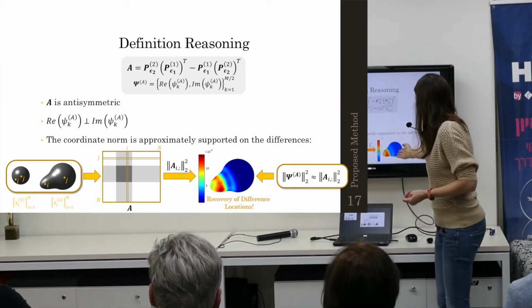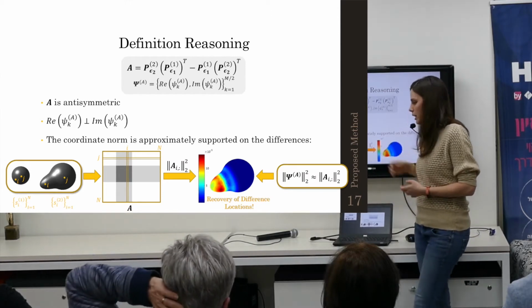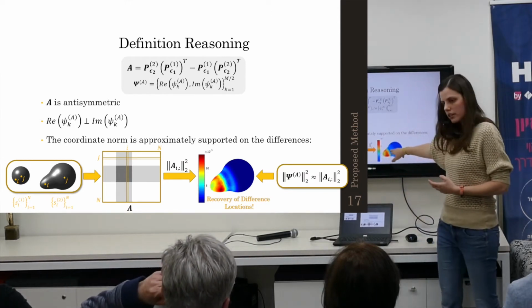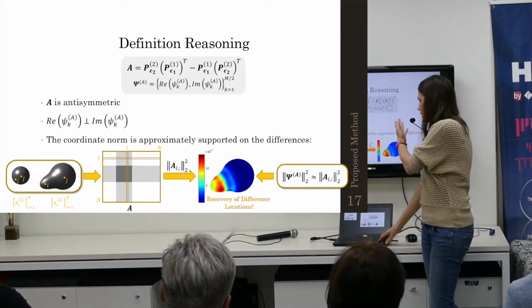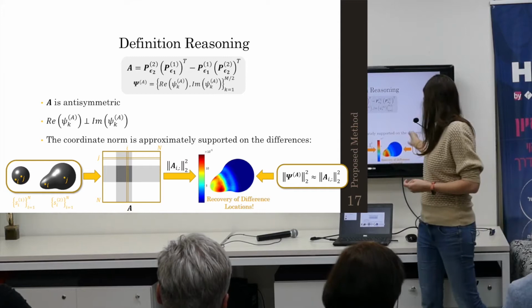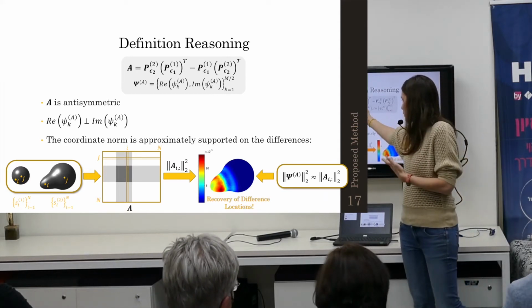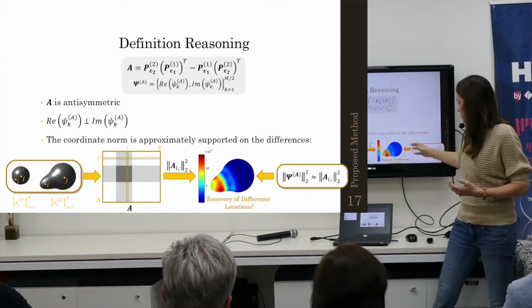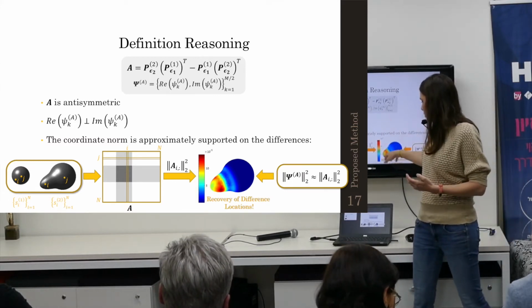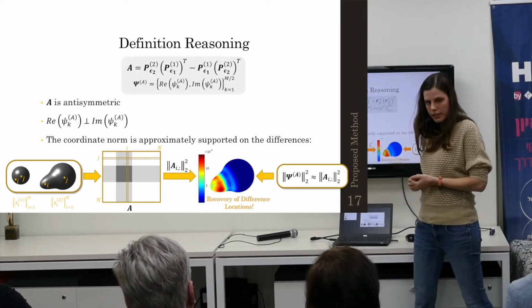Okay, so this is what we get for the sphere and the sphere with the bump if we take the row sum of A. So it's highly localized on the difference area. And what's nice about the coordinates that we define is that if we look at the norm of them, then it approximates this row sum. So they are also highly supported on the difference area.